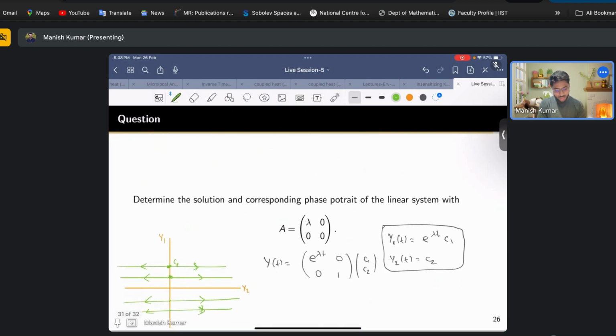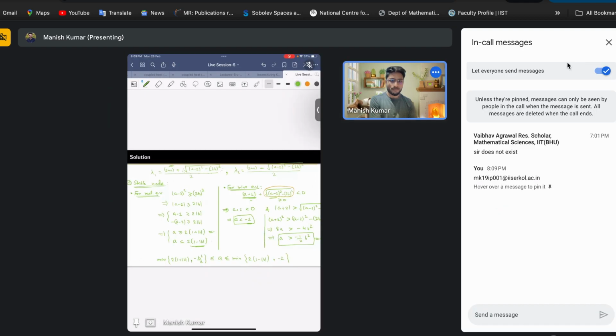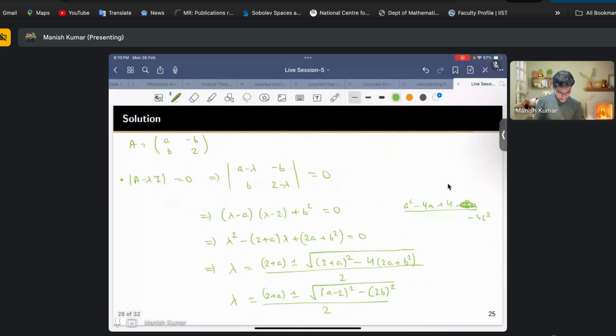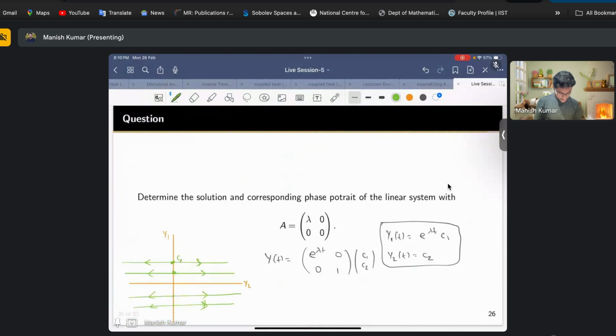Okay, so do you have any doubts? Okay, then let's stop at this point. And the last question was having only one eigenvalue, right? No, no. See, this is a 2 cross 2 matrix. That means it is having two eigenvalues. And in this case, lambda and 0 are the two eigenvalues.